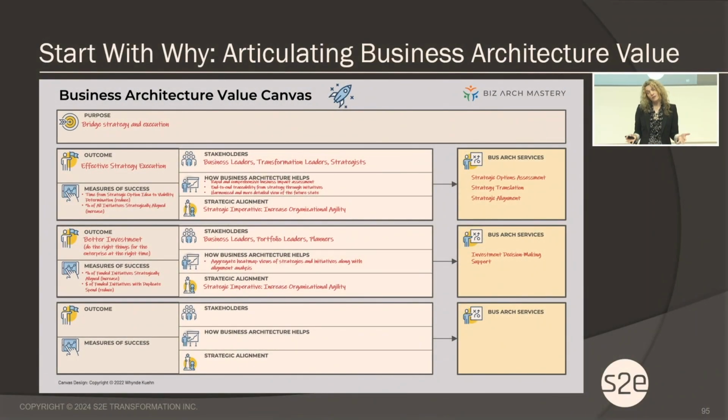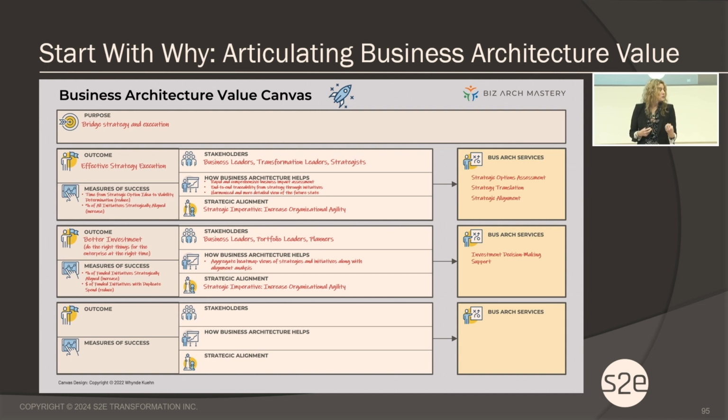One technique I like to use as teams are starting out, or maybe they've been on this journey for a while, but they're stopping to introspect, is to have them complete a value canvas. And this is a thinking tool. This is not necessarily a socialization tool to share with others.